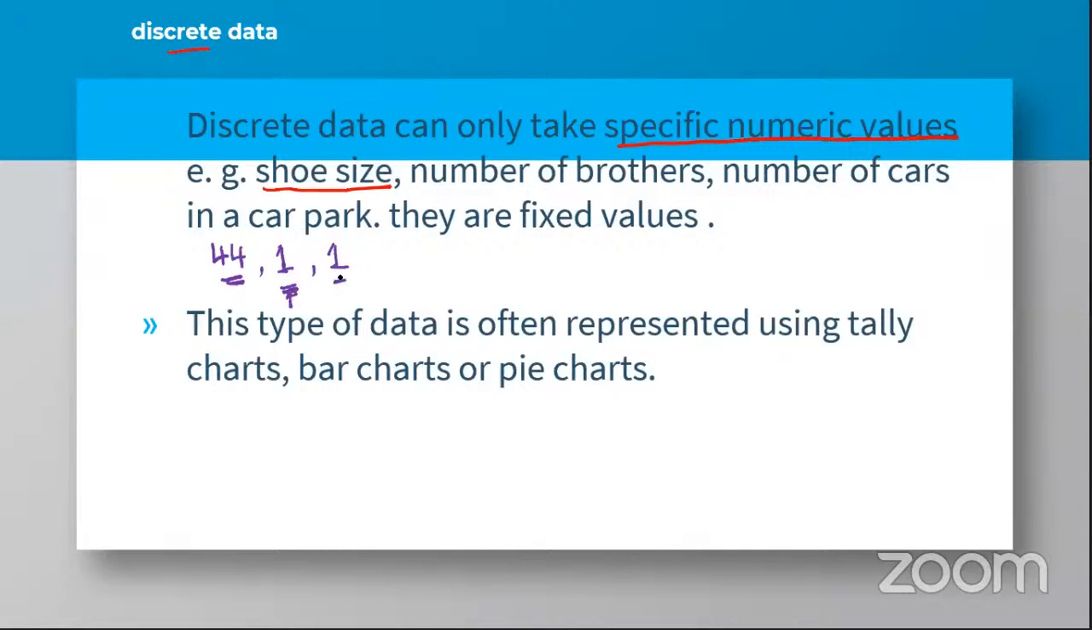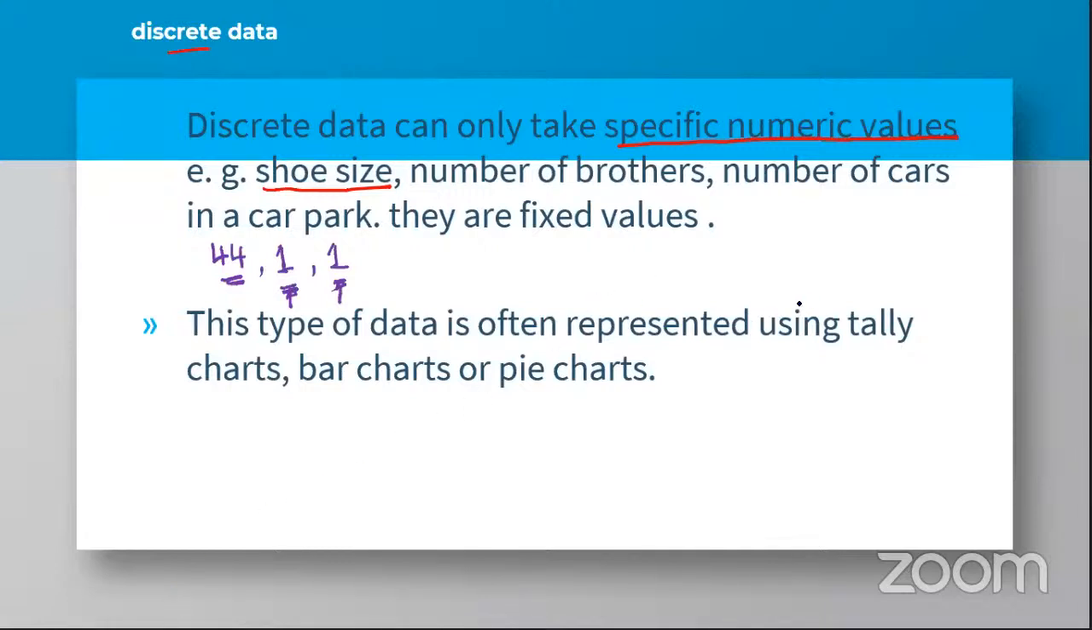When you say, how many cars are you having? You look around and you see it is specific. That's what we mean by discrete type of data. It is data which has specific numerical values. It does not change. It remains fixed for that period of time. So that is what we mean by discrete type of data.